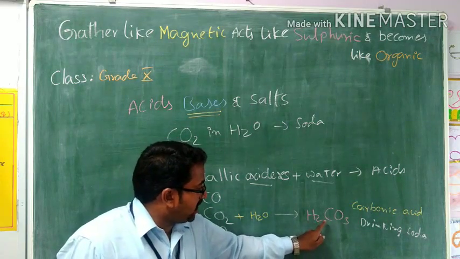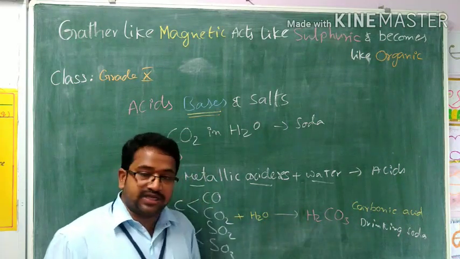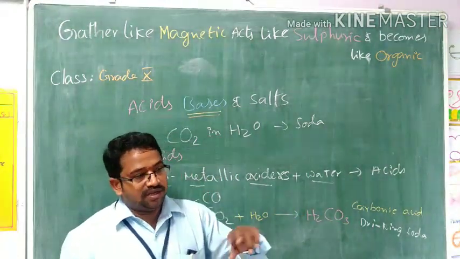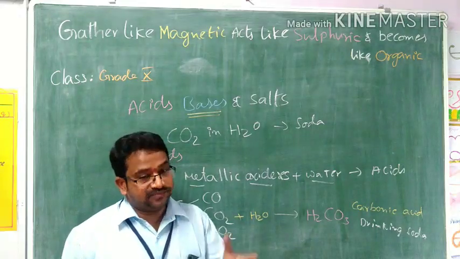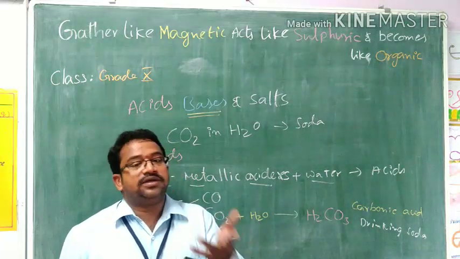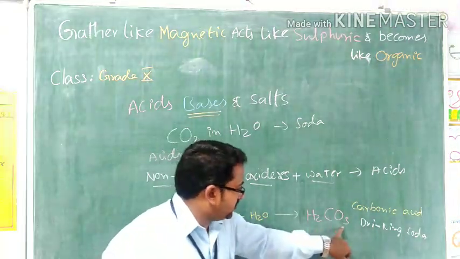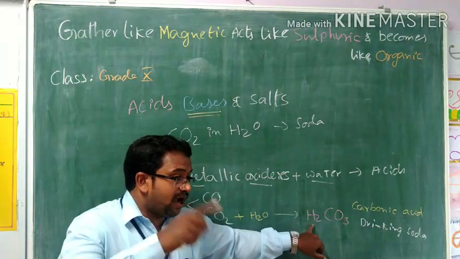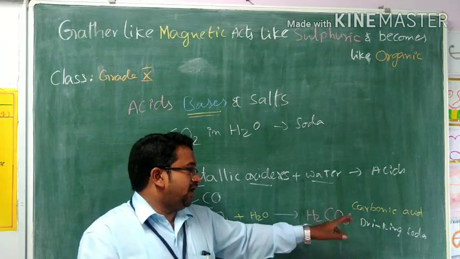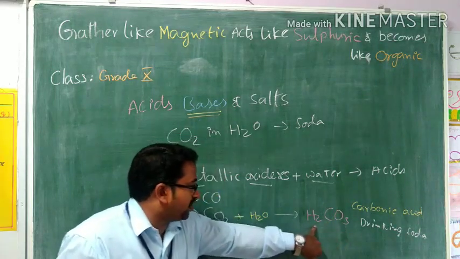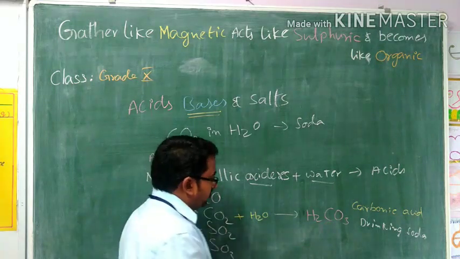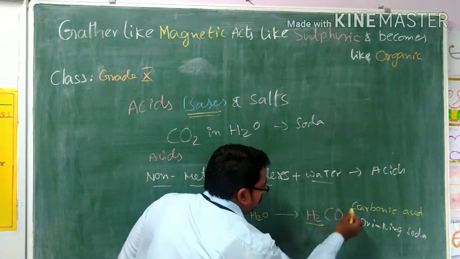Here one more bit will be asked like this: what is the anhydride of carbonic acid? Listen, children. What is the opposite word of happy? Unhappy. Hydrate means water, and anhydrate means without water. See this carbonic acid. Simply remove the water, H2O, from here. One H2 and one O is removed.